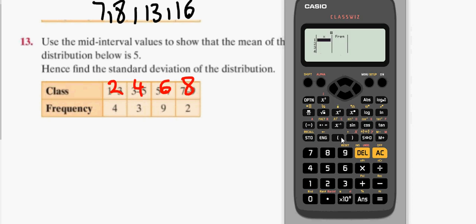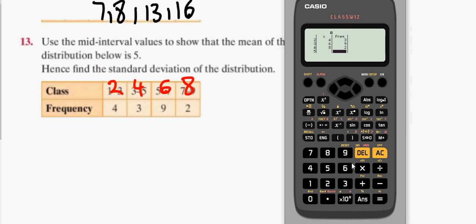Next, go to your calculator, go statistic, do one variable, and you'll see the frequency table beside it. This means that I'm claiming that 2 turns up 4 times. So there's 4 2s. And then this means 3 4s for the next one. And then 9 6s. And 2 8s. Everybody cool with that?